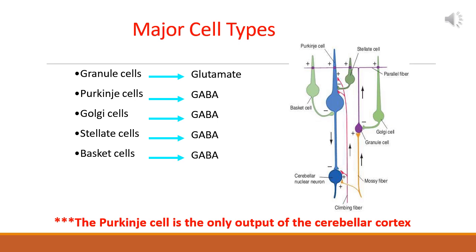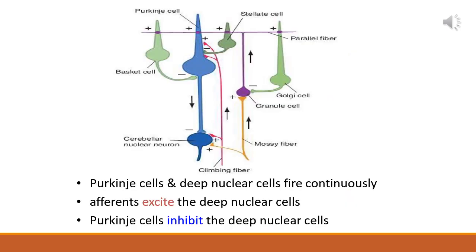Major cell types. Granule cells secrete glutamate. Purkinje cells secrete GABA, that is gamma aminobutyric acid. Golgi cells secrete GABA. Stellate cells also secrete GABA. Basket cells secrete GABA. The Purkinje cell is the only output of the cerebellar cortex. Purkinje cells and deep nuclear cells fire continuously. Afferents excite the deep nuclear cells. Purkinje cells inhibit the deep nuclear cells.